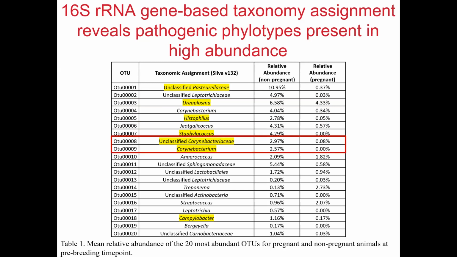OTUs 8 and 9 were both classified within the Corynebacteriaceae family, which contains some species known to cause caseous lymphadenitis. This can lead to severe damage to the reproductive organs. And finally, OTU 18 was classified as Campylobacter species. Campylobacter jejuni and Campylobacter fetus fetus are both known to cause abortions in sheep.